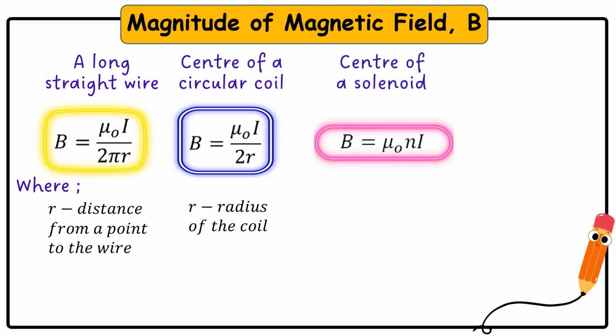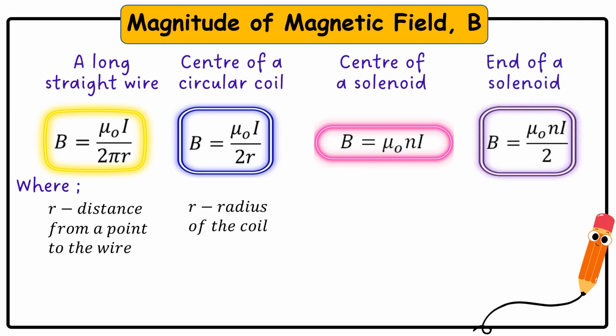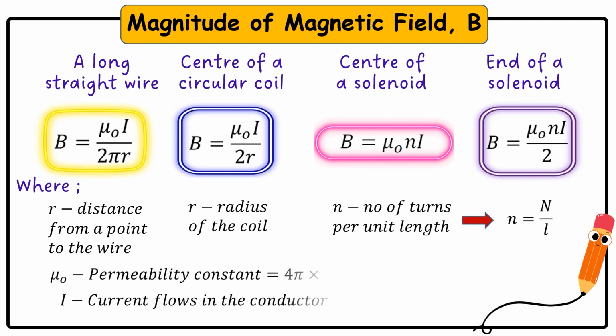At the center of a solenoid, B is equal to mu naught N I, and at the end of the solenoid, B is equal to mu naught N I over 2, where N is the number of turns per unit length. Mu naught is the permeability constant, which is equal to 4 pi times 10 to the power of -7 henry per meter, and I represents the current flowing in the conductor.